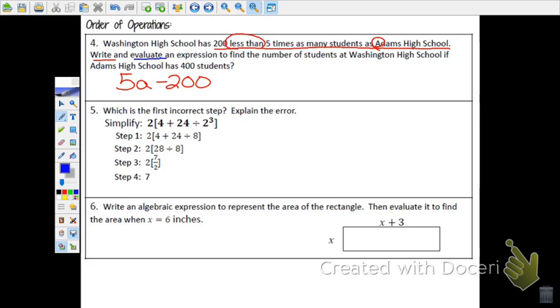Then they want me to evaluate it if Adams High School has 400 students. So when I evaluate it, I'm going to put the 400 in place of the A, and then work it out. So 5 times 400 is 2,000, minus 200 is 1,800. And I need to make sure to label my answer. So 1,800 students.